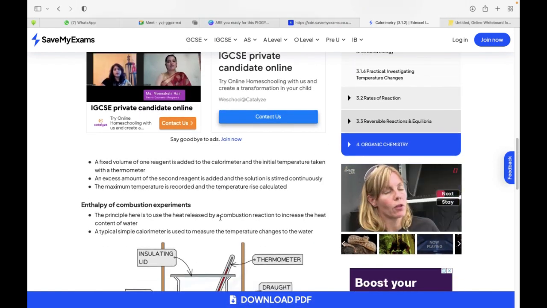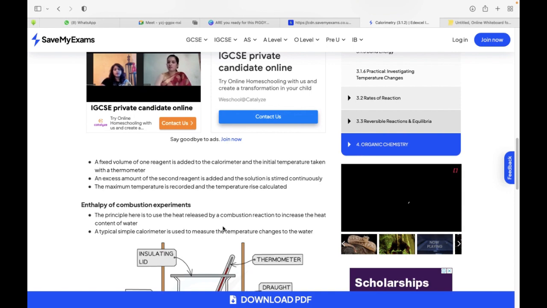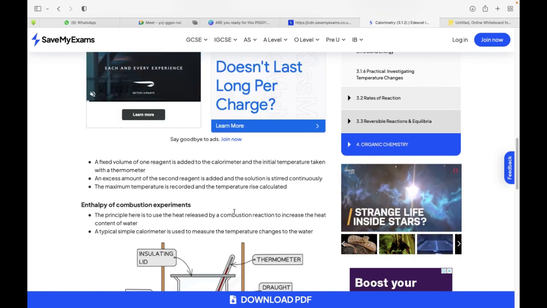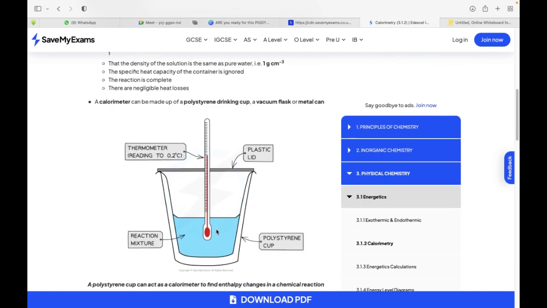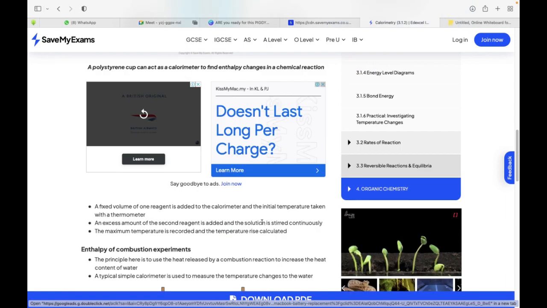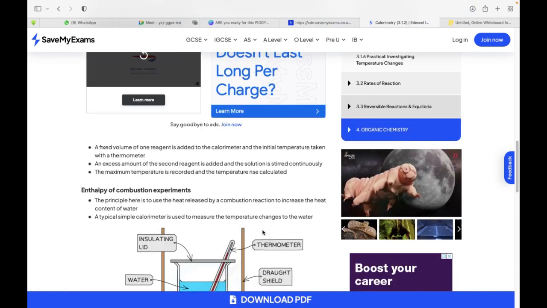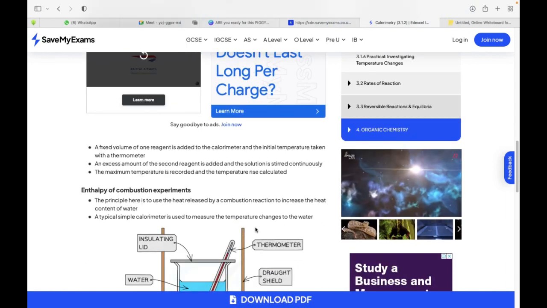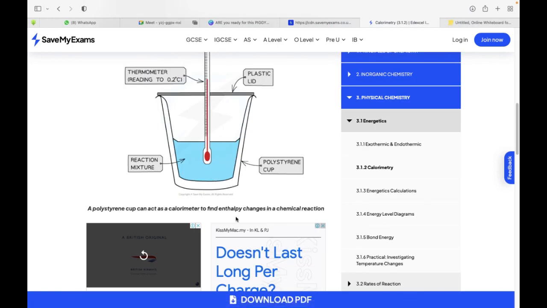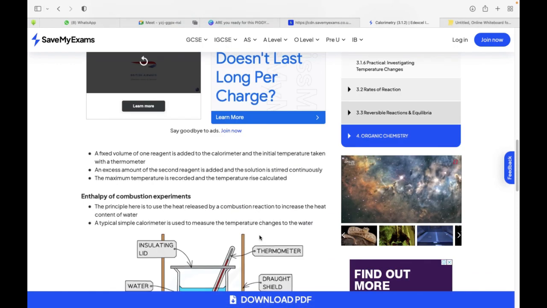Then the maximum temperature is recorded and the temperature rise is calculated. After you have stirred it, you will see that after the reaction has taken place, the maximum temperature will be recorded quickly, and you can calculate the temperature rise as the final temperature minus the initial temperature. This is how we can measure the temperature change of reactions in solution.